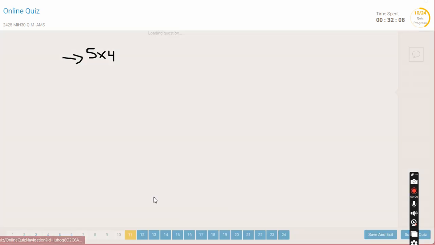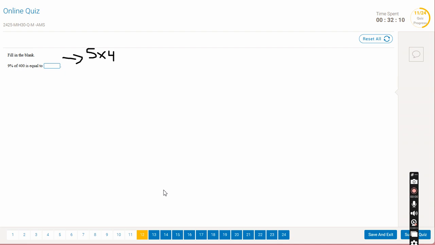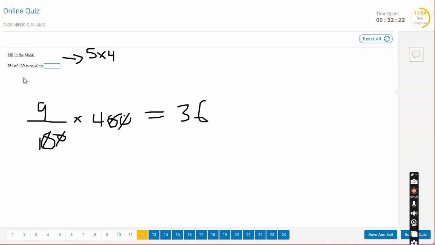Let's go to the next one. 9% of 400, you can do this 9 over 100 times 400. You can simplify this, cross out the zeros. 9 times 4 is 36. There you go, 36. Remember, to be quick at these, you have to be good at your multiplications. So always keep that in mind.